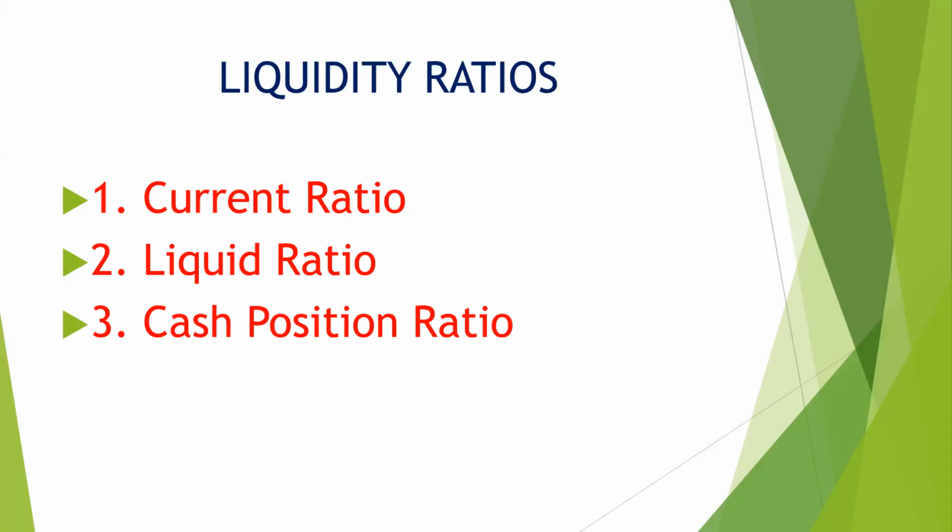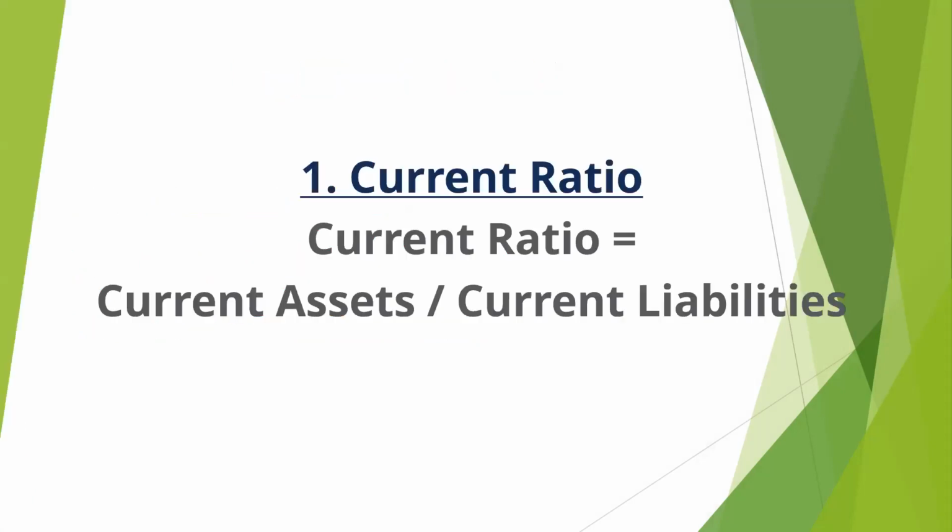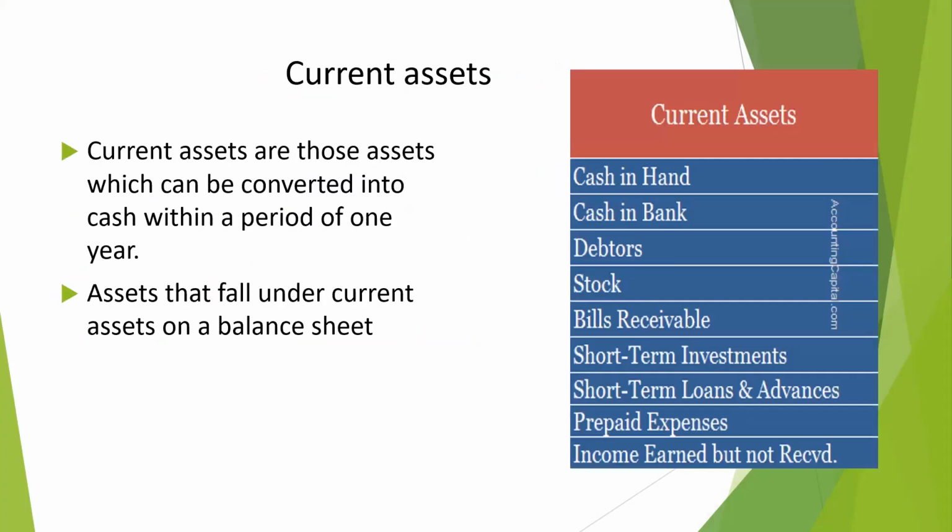So again I say liquidity ratio is of three types. First one is current ratio, second one is liquid ratio, and the third one is cash position ratio. Then the formula for the current ratio is current assets divided by current liabilities. First, we want to know the meaning of current asset. Current assets are those assets which can be converted into cash within a period of 1 year.